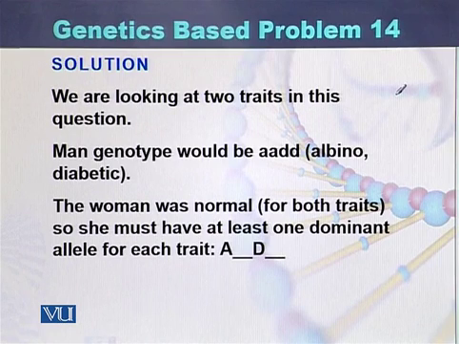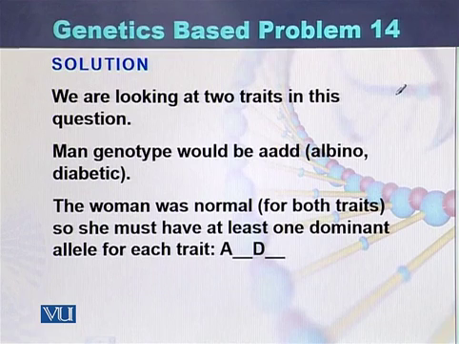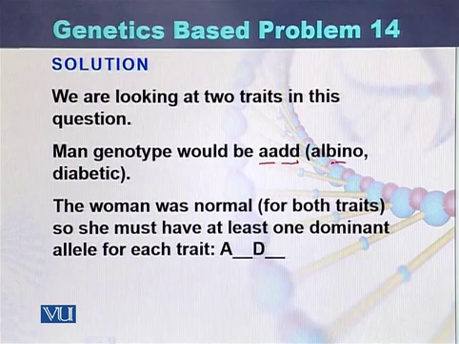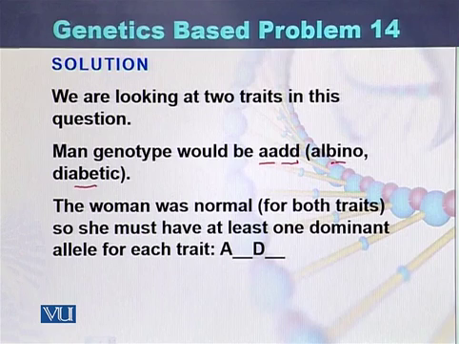The man's genotype would be recessive and recessive because he is albino. For albino he has the recessive allele a, and for diabetes he has the recessive allele d. So the genotype of the man would be both recessive alleles, and he would be homozygous.